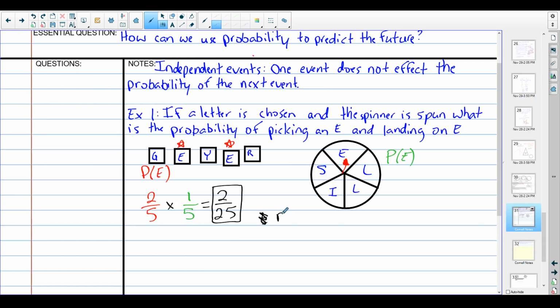We find the probability of each event, then multiply.